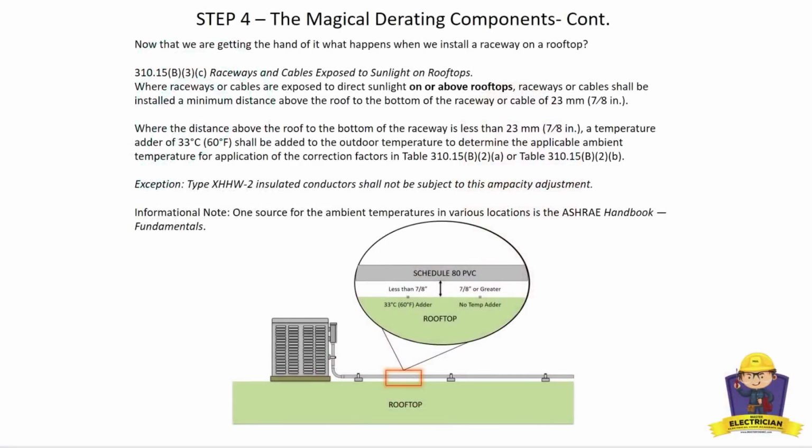All right, let's go back to the graphic and really look at it here. So here's what the code says. Where raceways or cables are exposed to direct sunlight, so that's important. If it's not direct sunlight, I guess the rule for the adder here wouldn't apply. On or above rooftops, raceways or cables shall be installed a minimum distance above the roof to the bottom of the raceway or cable, which is basically going to be 7/8 of an inch. Now, where the distance above the roof to the bottom of the raceway is actually less than 7/8 of an inch, that's the general rule here. So we're getting into where it's less than 7/8 of an inch.